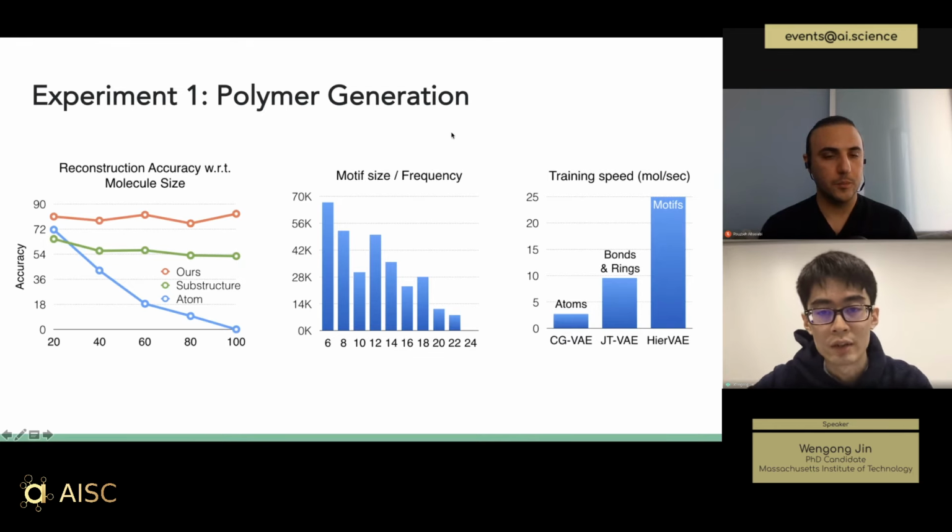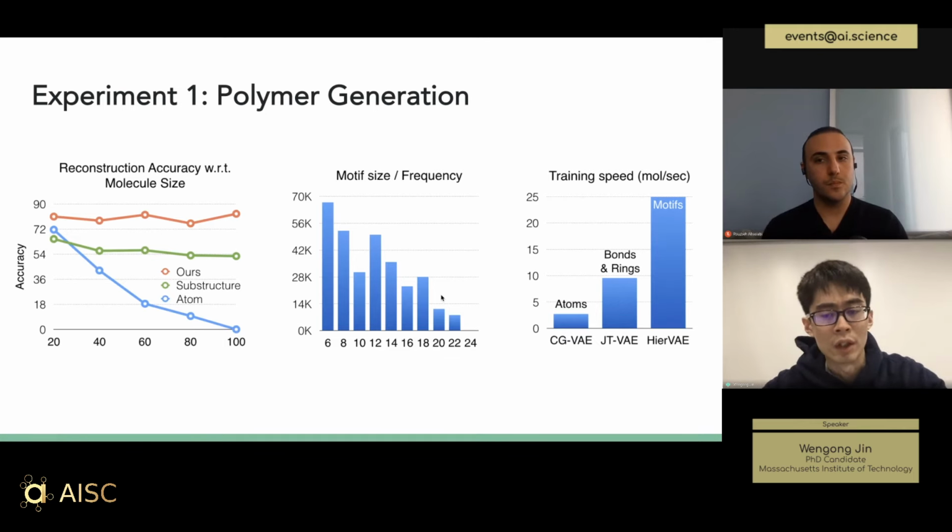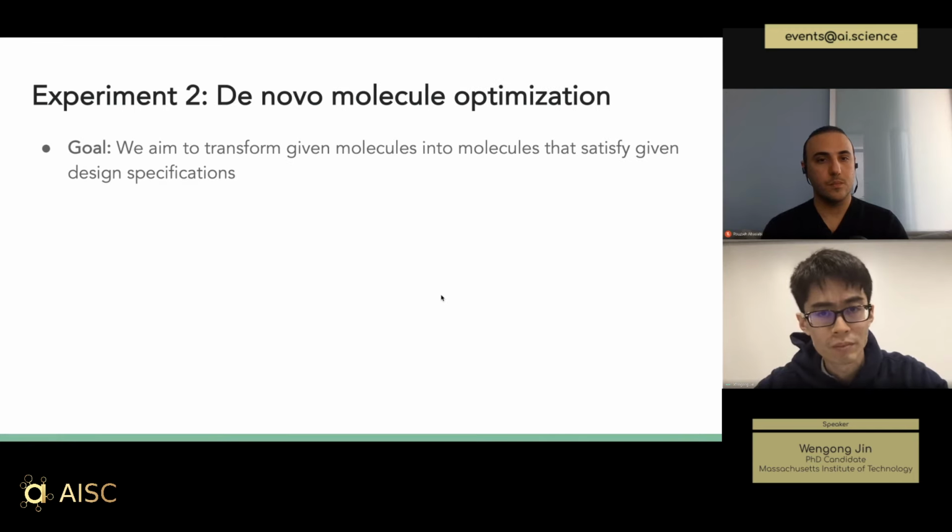In the middle, I have shown this figure. It's basically showing the motif sizes in this data set. We can see there are actually many motifs with around 20 atoms. So this really means that it's important to incorporate these large motifs in our models.